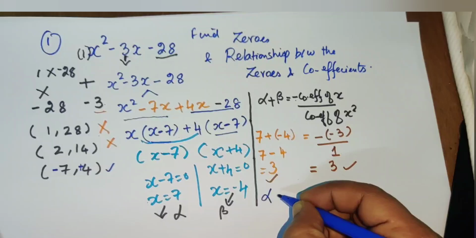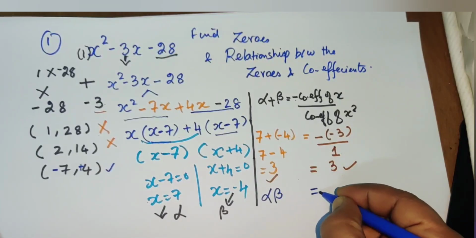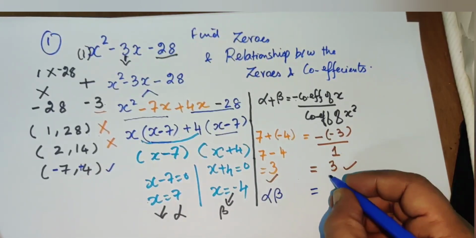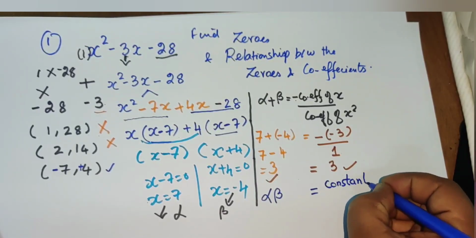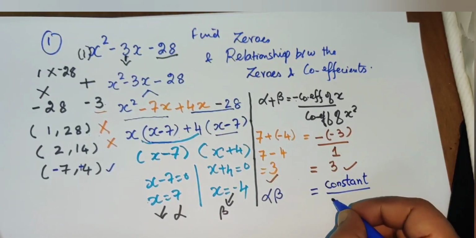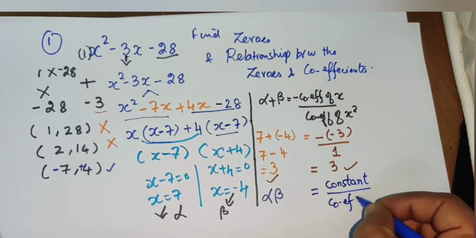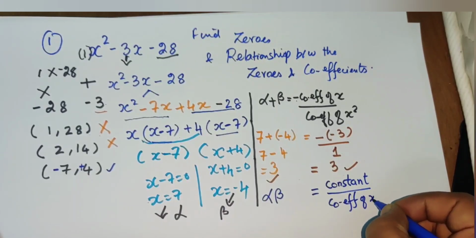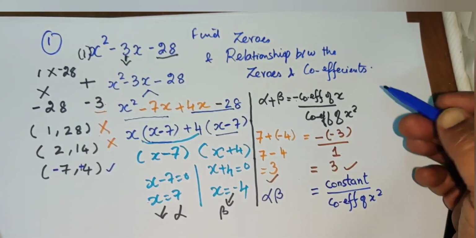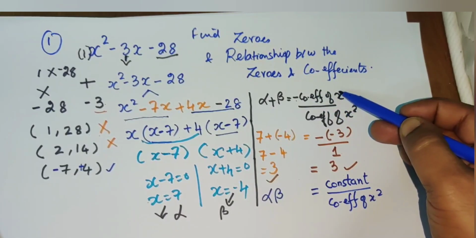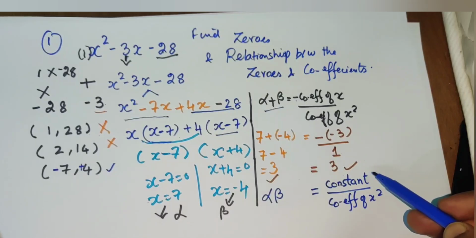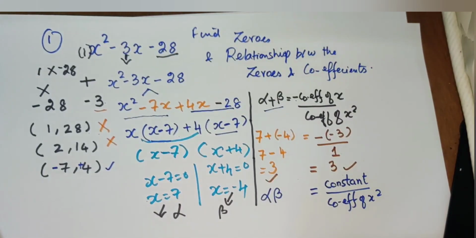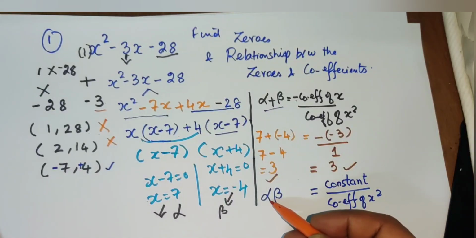Then the product of the zeros, we can check whether it also comes with the same result or not. So alpha into beta, the product of the zeros, is nothing but constant divided by coefficient of x square, because the denominator never changes. The numerator, as you can see here, is minus coefficient of x for the sum of the zeros, and for the product of the zeros the numerator would be the constant.